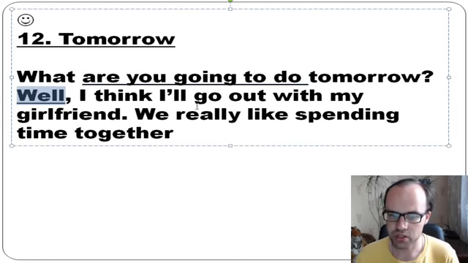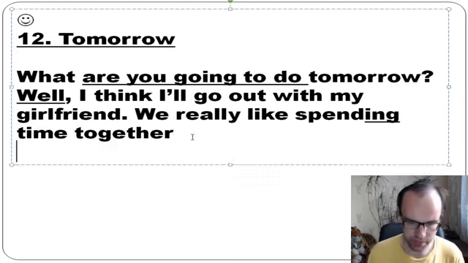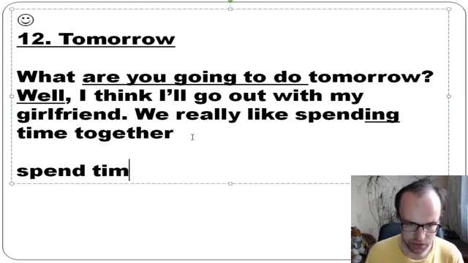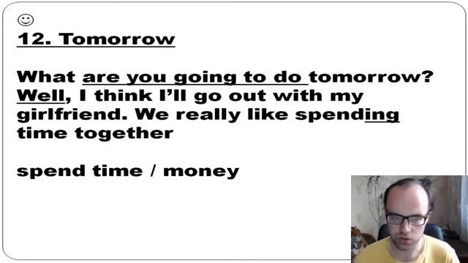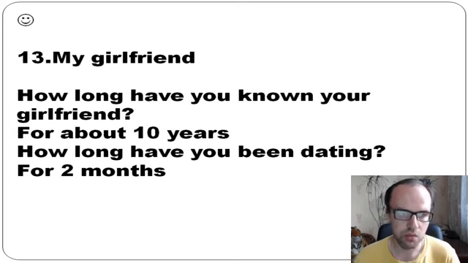We really like spending time together. Yeah, you know that we say like doing. If you really like it, so like doing, like spending time. And you also know this phrase, we say spend time and spend money. So tomorrow, what are you going to do tomorrow? Well, I think I'll go out with my girlfriend. We really like spending time together. So we say spend time and spend money. My girlfriend.